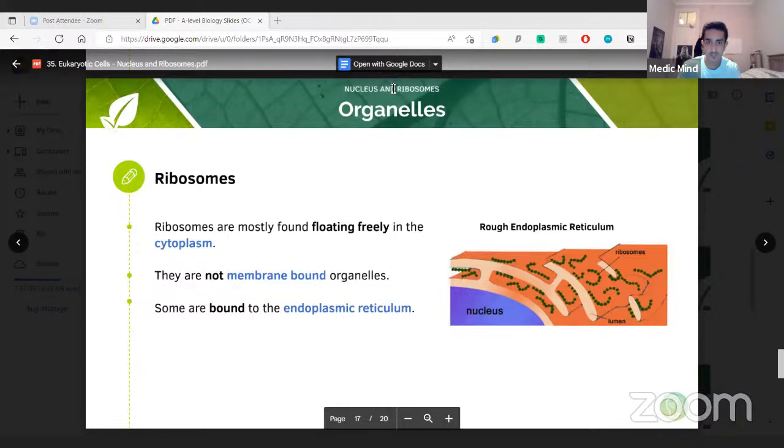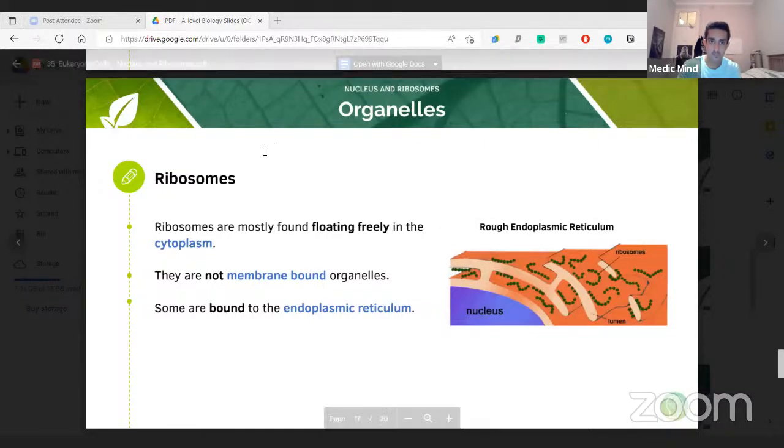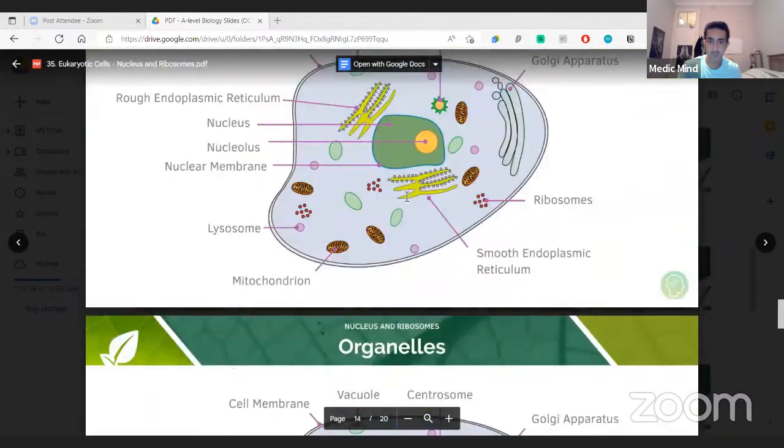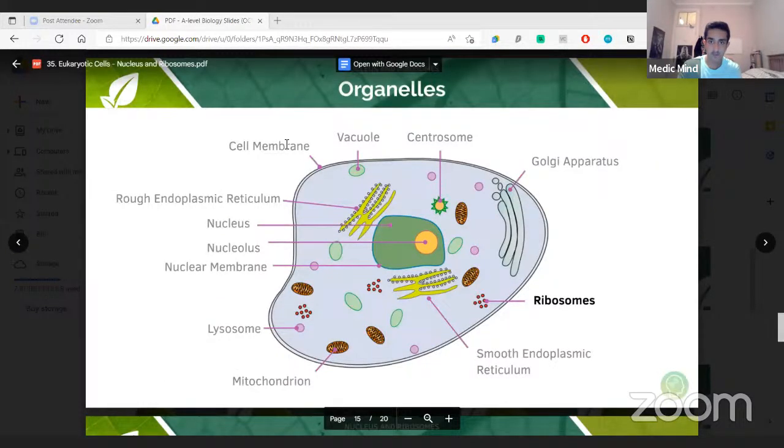I've got a question here. I can't see the name, unfortunately. How do we see the difference between the rough endoplasmic reticulum and the smooth endoplasmic reticulum when it comes to labeling? A really good question. So you see this cell? That's your Golgi. Your smooth endoplasmic reticulum doesn't have the bubbles. The rough endoplasmic reticulum is the side with the balls on it.